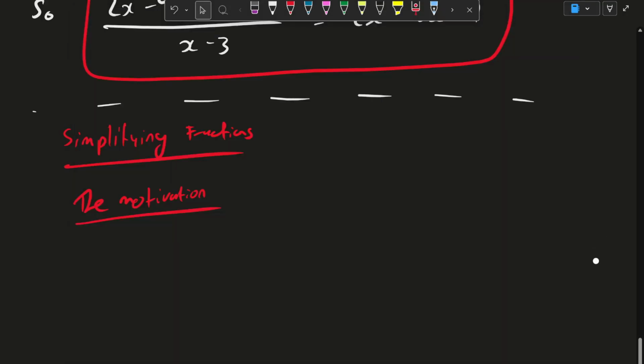What are the first two words that come to mind when I talk about simplifying fractions? Those would probably be the common denominator. So these are two words which might send shivers down many people's spines. Especially me, because I can't spell denominator.